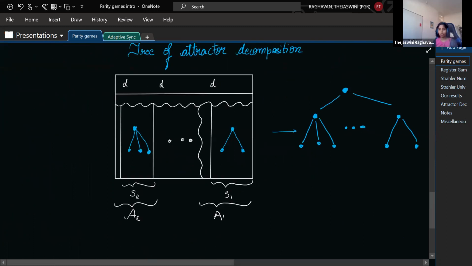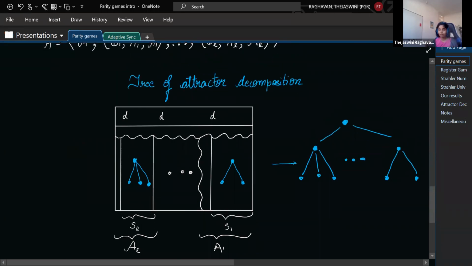So now we know what an attractor decomposition is. We can talk about a tree of an attractor decomposition, and this is where the trees come in. So we took a huge detour, but I think it was worth it to spend time on that. A tree of an attractor decomposition can now be defined very naturally.